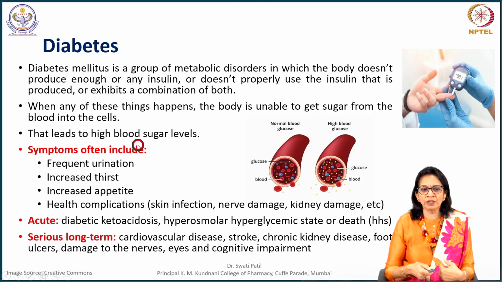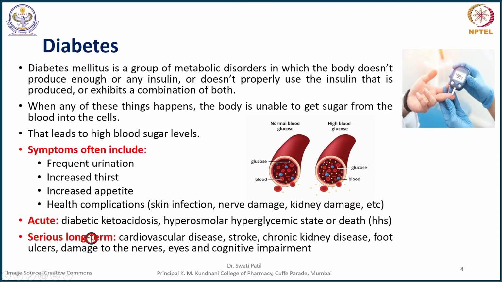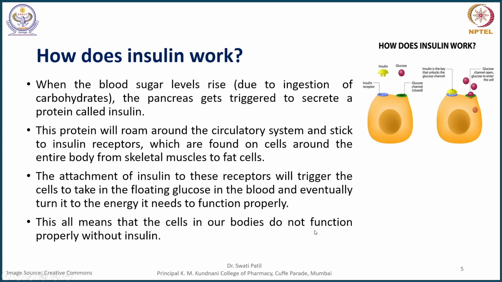The symptoms often include frequent urination, increased thirst, increased appetite and health complications like skin infection, nerve damage, kidney damage, etc. Acute symptoms include ketoacidosis, hyperosmolar hyperglycemic state and death. Serious long term conditions include cardiovascular disease, stroke, chronic kidney disease, foot ulcers, damage to nerves, eyes and cognitive impairment.